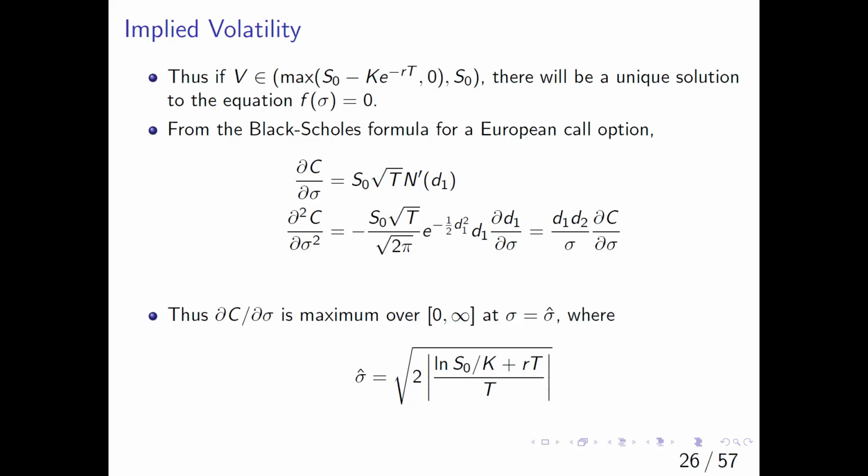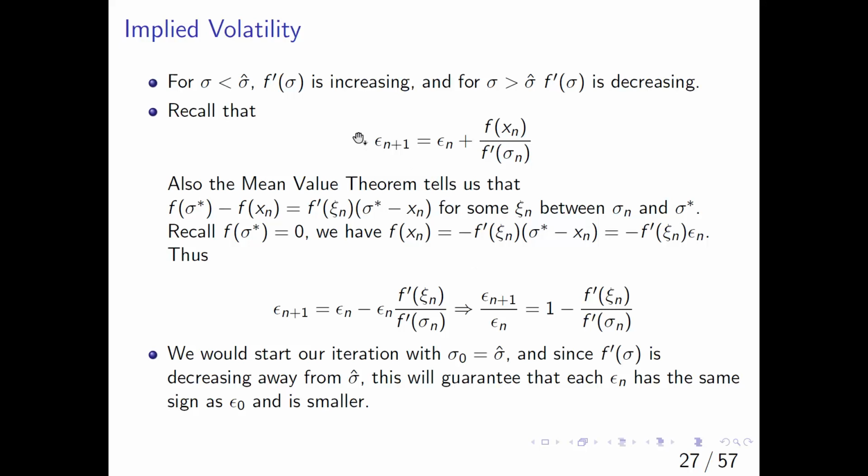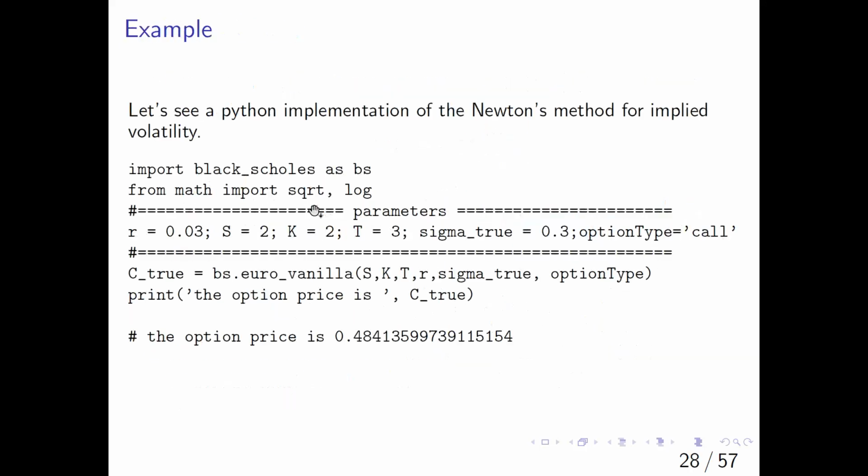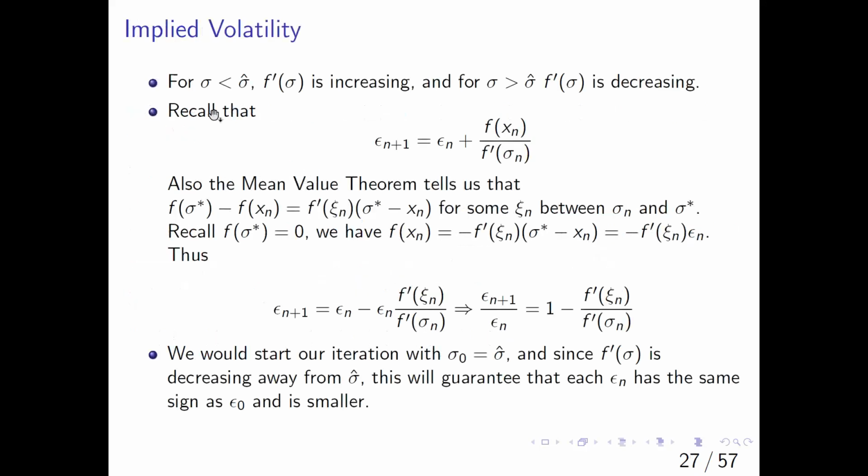This will be our initial guess. Now once we have the initial guess, we will be able to have the complete Newton-Raphson method for implied volatility. Here I explained why sigma hat is a good initial guess. You can go over the derivation here. I just skip it. If you want to know, you send me emails.